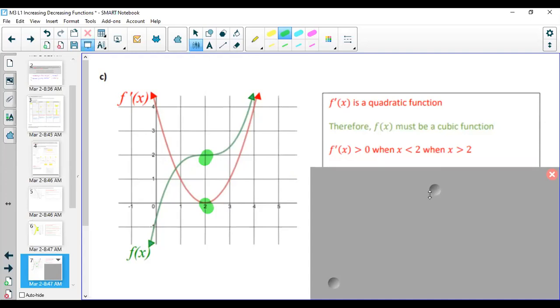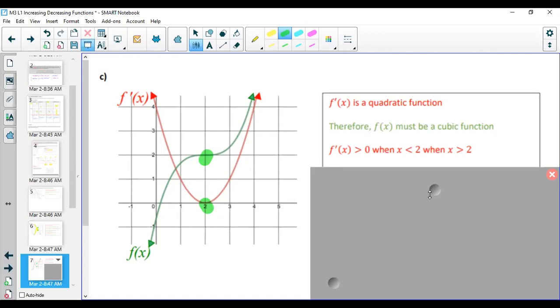When the derivative is above the x-axis, x is less than 2, and x is greater than 2. Remember, because there's no clear local maximum or minimum of the original function, our derivative function is not switching from above the x-axis to below the x-axis. It's staying above the x-axis.